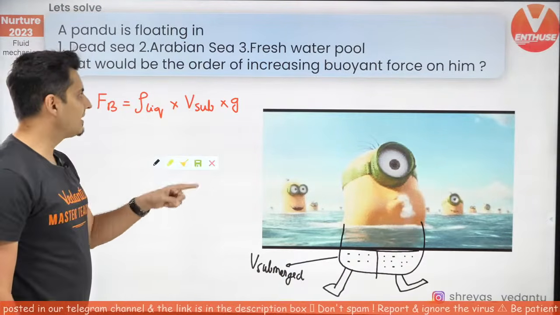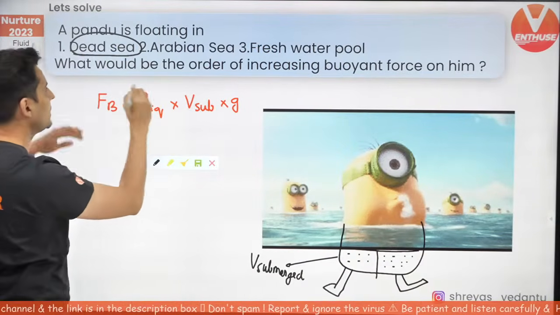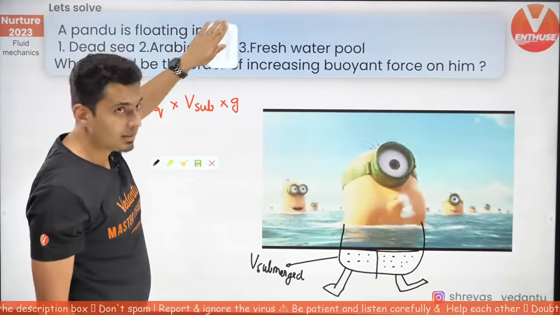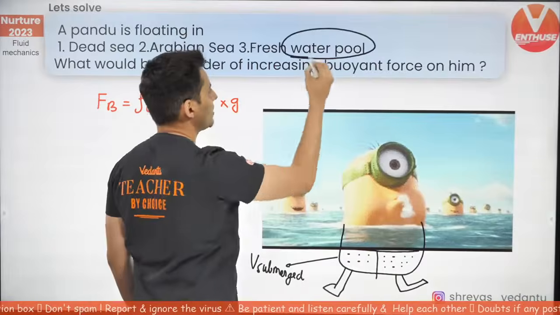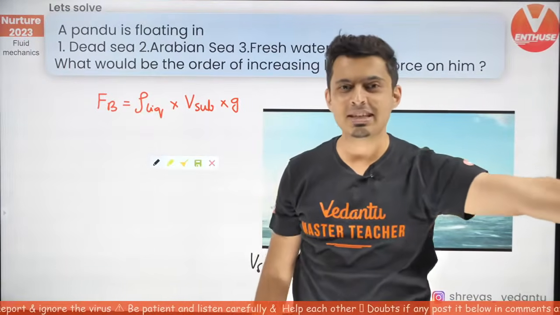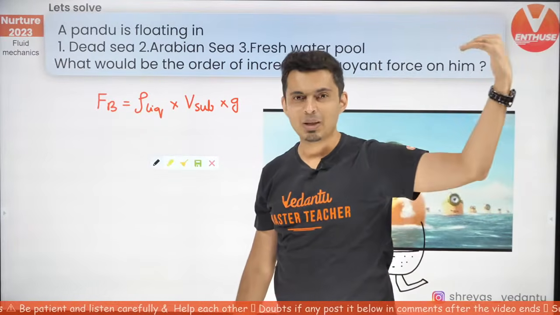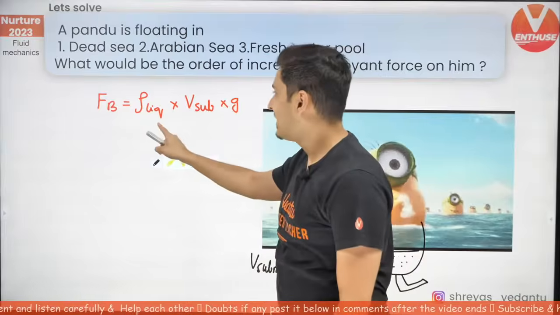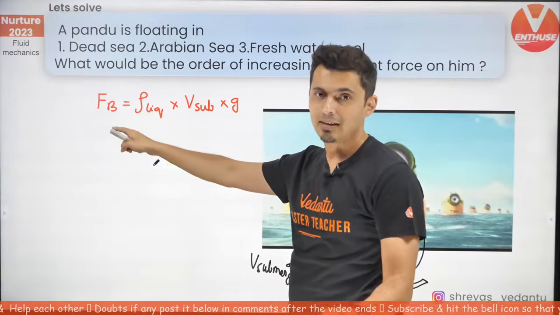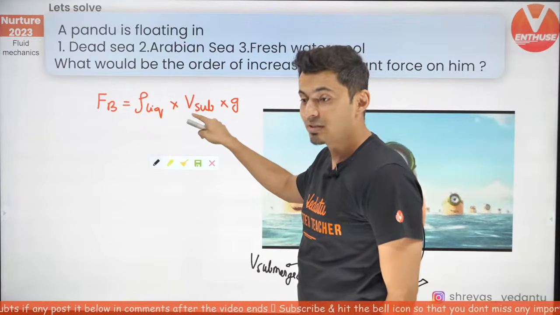Now, where is the density highest? Obviously, the density of Dead Sea is very high. I just told you. Then comes Arabian Sea, which has lesser salts in it, but it is more than water pool, because water pool will be fresh water. So density of pure water is least. Then comes Arabian Sea, and then comes the Dead Sea. So whichever has more density must have more buoyant force is what many people think. But you guys forget that it also depends on the volume submerged.